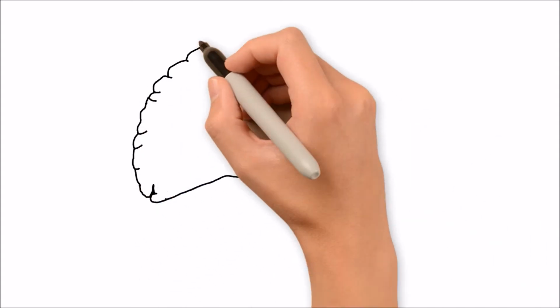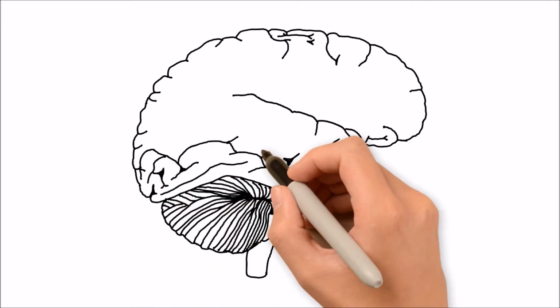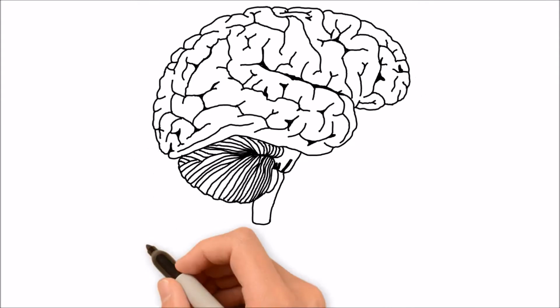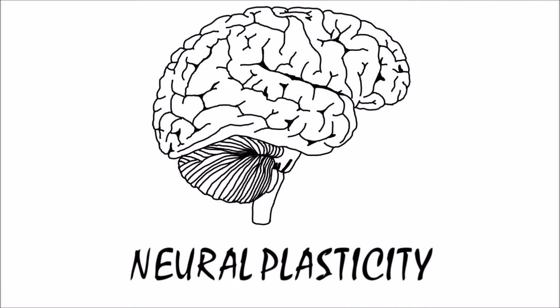Did you know that your brain and central nervous system are constantly changing? It's quite amazing. From one day to the next, your brain is not the same. This is what scientists call neural plasticity. So what causes this change?